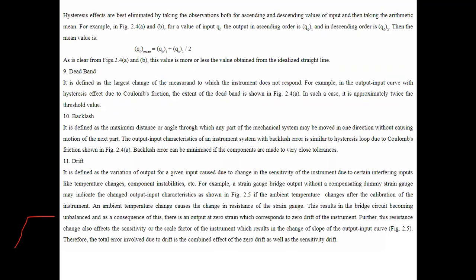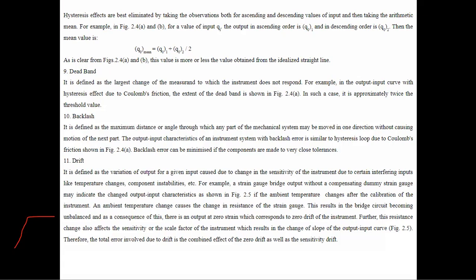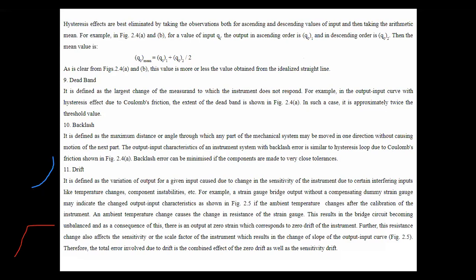Next is deadband. It is defined as the largest change of the measurand to which the instrument does not respond. Next is backlash. It is defined as the maximum distance or angle through which any part of the mechanical system may be moved in one direction without causing motion of the next part. Next is drift. It is defined as the variation of output for a given input caused due to change in the sensitivity of the instrument due to certain interfering inputs like temperature changes, component instabilities, etc.